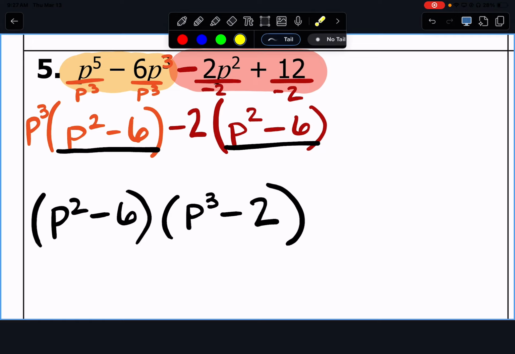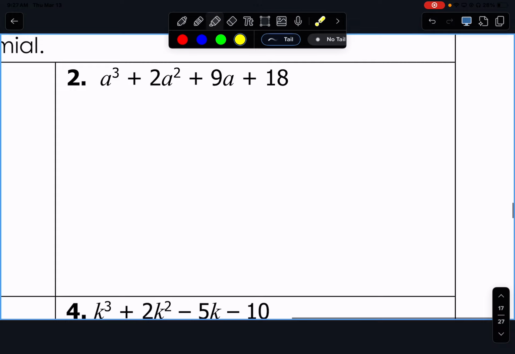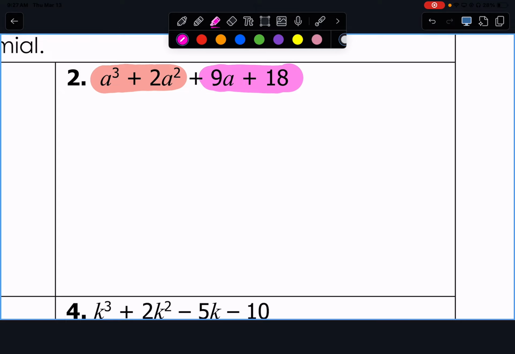So it works. So I want y'all to do number 2 for me real quick. Do 2, 4, and 6, but start on number 2. You will group the first 2, and you will group the last 2.